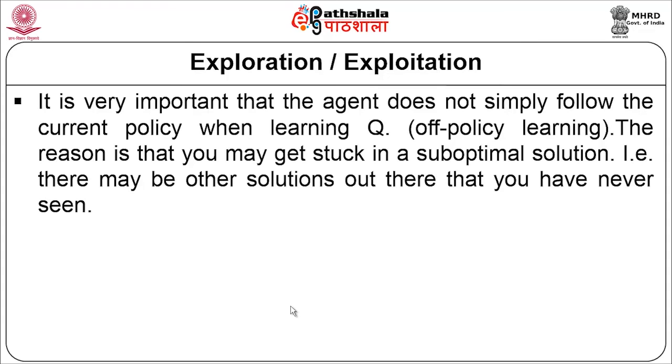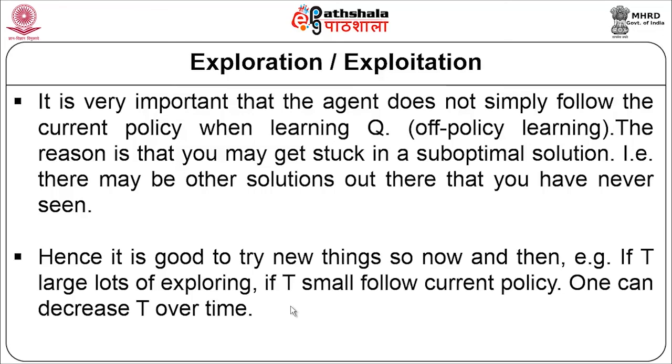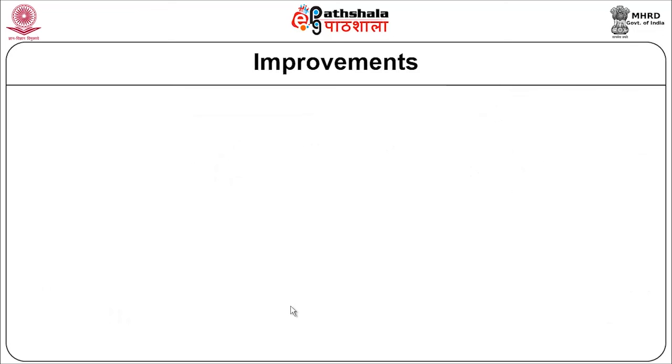The exploration-exploitation trade-off we have already discussed. It is very important that the agent does not simply follow the current policy when learning Q. The reason is that you may be stuck in a suboptimal solution. There may be other solutions that you are unaware of because you have never seen them. So, it is better to try out new things now and then. That is the epsilon-greedy approach that we were talking about, where once in a while we take a random action.